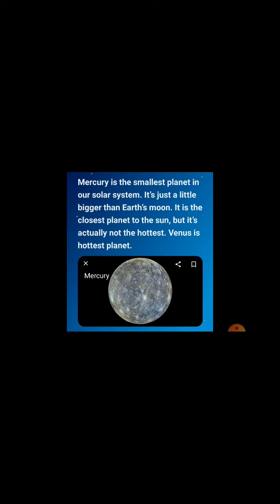What we see as the moon, isn't it? During the night we see the moon sometimes, in 15 days. So it's just a little bigger than the Earth's moon. It is the closest planet to the sun. It means it's the nearest to the sun.